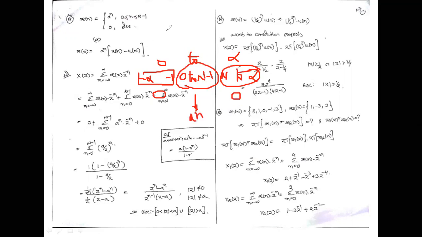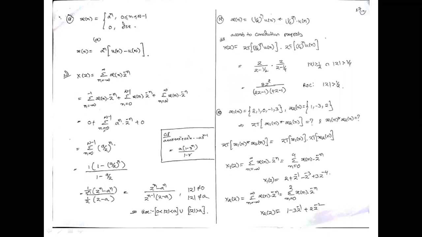Substitute that. Sum of n equal to 0 to N−1 of a^n z^(−n). Both the other terms are 0 here. Sum of n equal to 0 to N−1 of (a/z)^n, because z^(−n) combines with a^n.